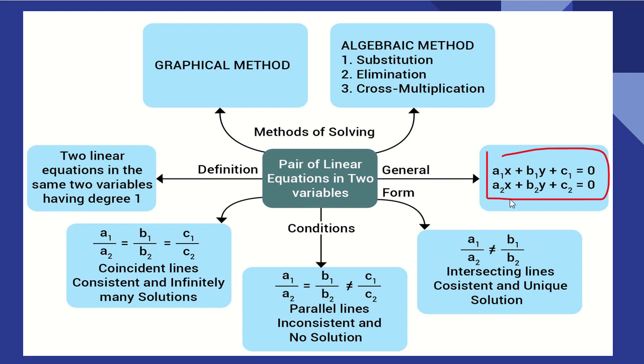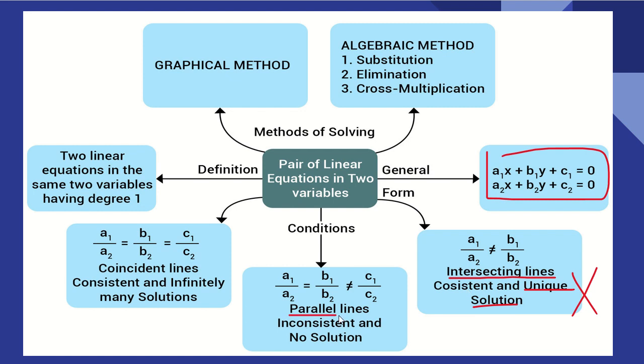How can I check it? If a1 by a2 is not equal to b1 by b2, then what line is it called? Intersecting line. The graph of an intersecting line will look like this. And how many solutions will you have for that? Only one solution. It is consistent and you will have only one solution.